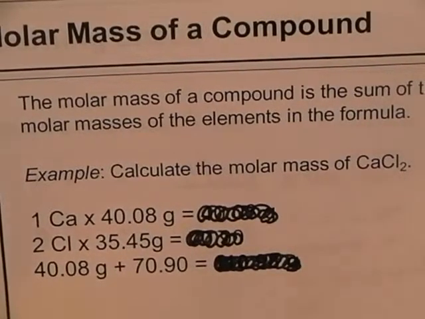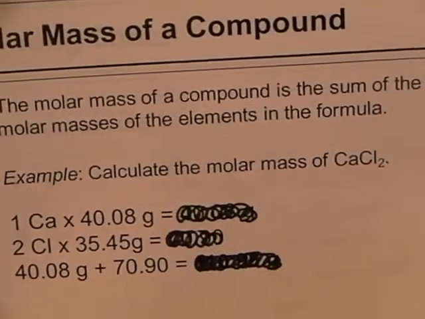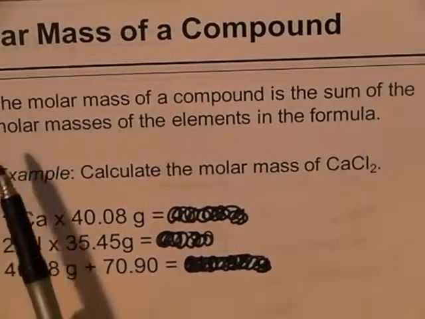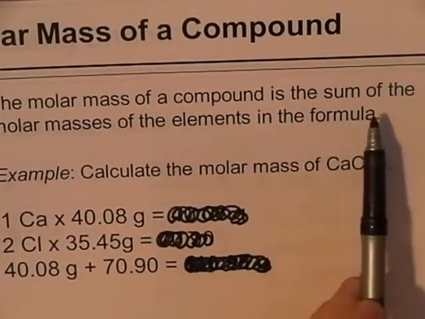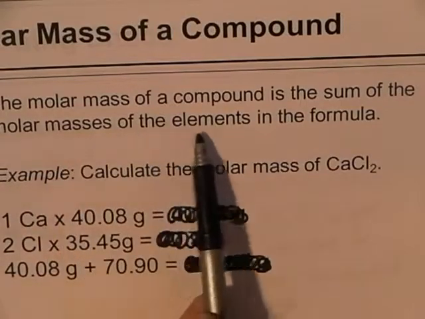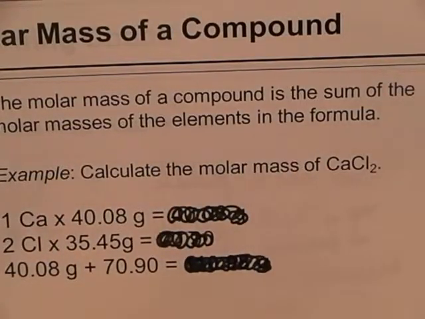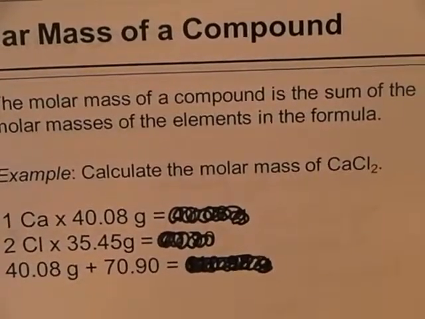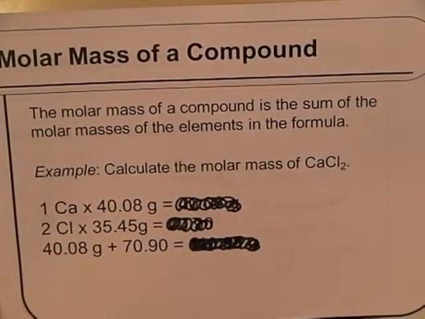When you're doing this for a compound, it's really not bad. You're just going to add up all of what you have instead of using a single element. So you might want to write this down. The molar mass of a compound is the sum of the molar masses of the elements in the formula. So that just means add them up. I'll give you a second to write that. You can pause this now.